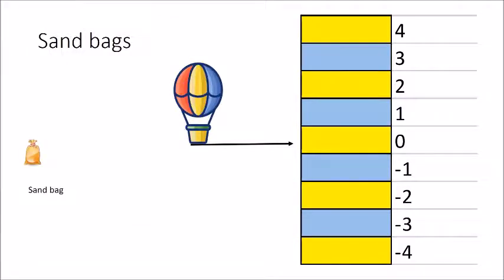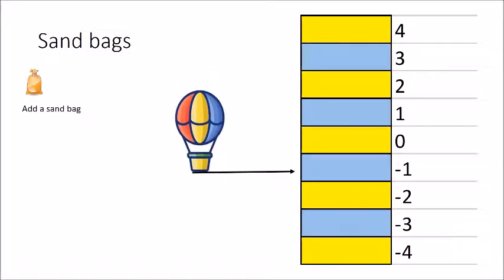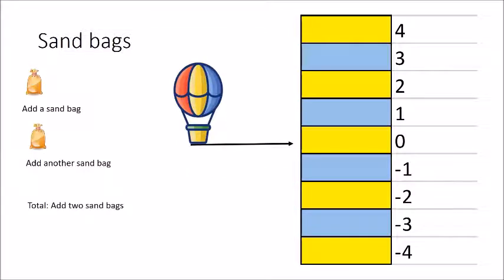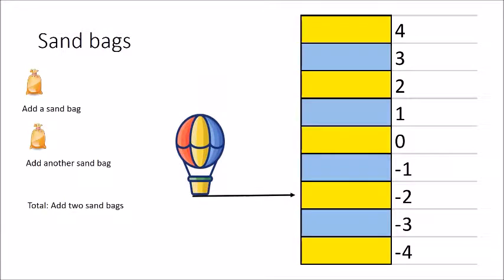Now let's add something else into our model. Let's add sandbags. So a sandbag is heavy. When we add a sandbag to our balloon, we go down the number line 1 place, go down to -1. We could add a sandbag and add another sandbag, and we'd end up at -2. In total, we've added 2 sandbags.